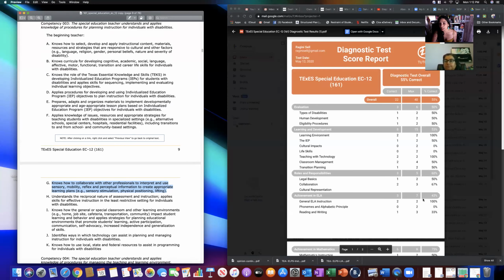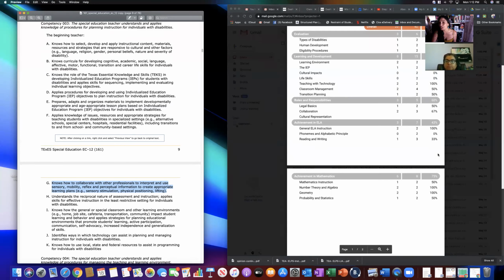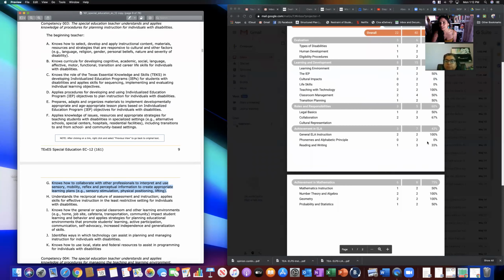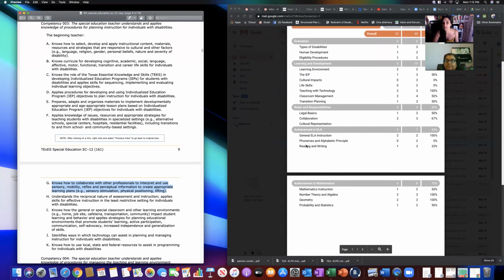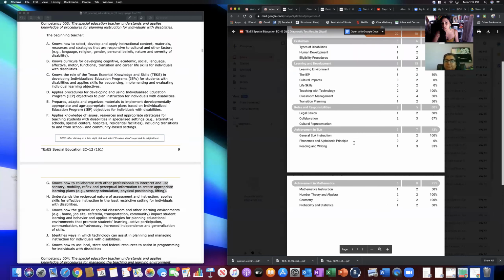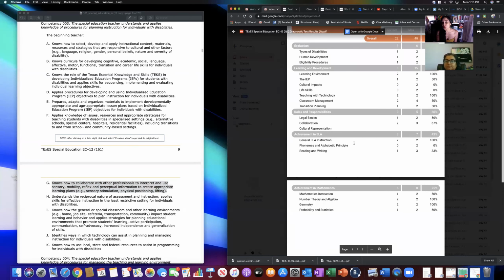So in looking at this, I saw that you had said that your ELA was a little bit weaker, right? You said that yesterday? Yes. Okay, and that did show up in your score report, but that's not that big of a deal because this right here, phonemes and the alphabetic principle, it's not difficult. It's just not everyone received that instruction.